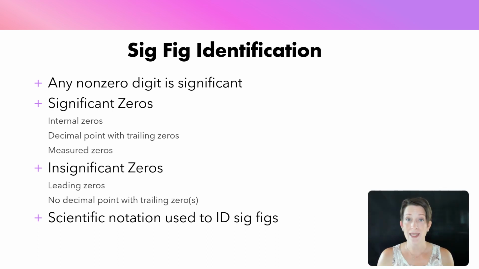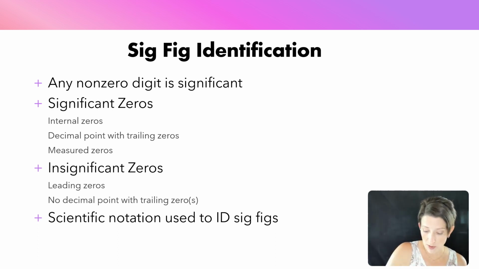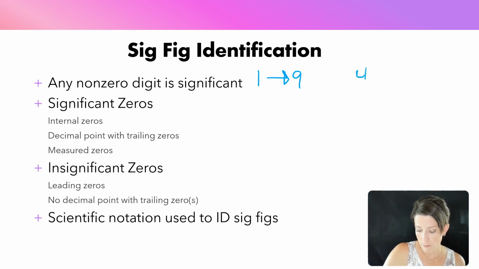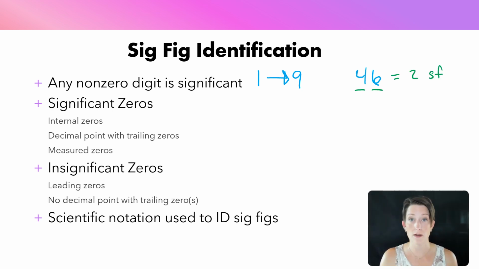Therefore, you need to know what digits can be considered significant. First rule, any non-zero. So any number between 1 and 9 is significant. Therefore, if we have the number 46, both numbers are between 1 and 9, so 4 and 6. That means we have 2 significant figures in this value. Those are easy. It's the zeros that get tricky.